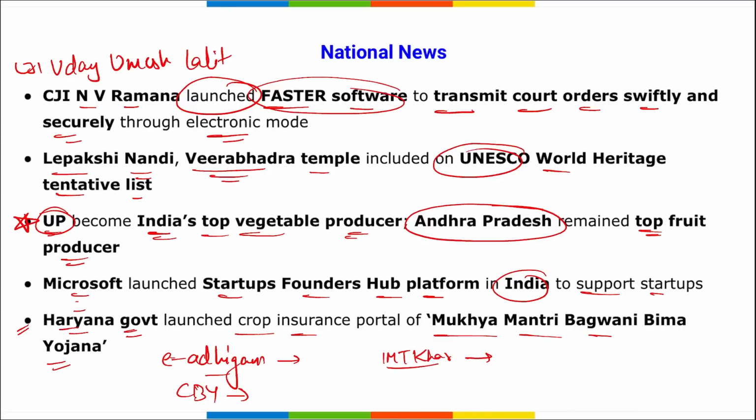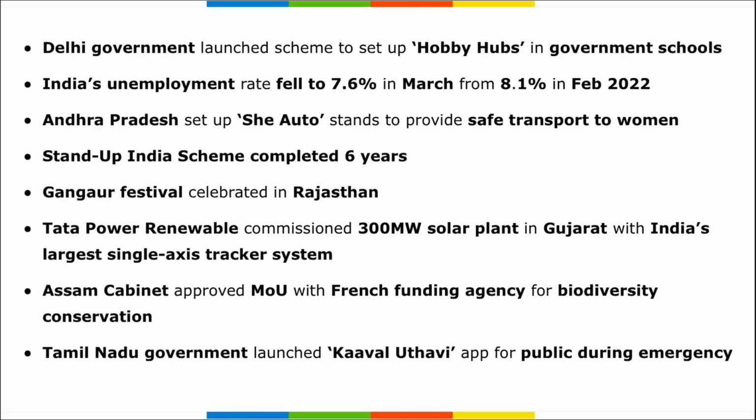it will be the plant where electric vehicles will be generated, and it will be one of India's largest manufacturing plants for Maruti. Next, the Delhi government has launched a scheme by the name Hobby Hubs in government schools.